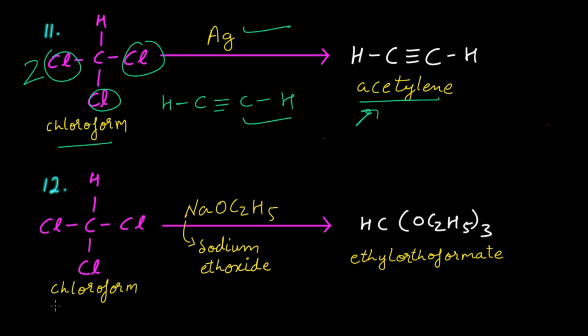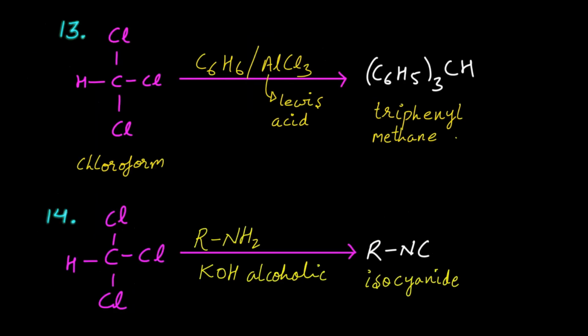Now the 12th one is when chloroform is treated with sodium ethoxide, you get ethyl orthoformate, right? The final product is going to be ethyl orthoformate. I repeat, when chloroform is treated with sodium ethoxide, you get ethyl orthoformate. Let's move to the next.